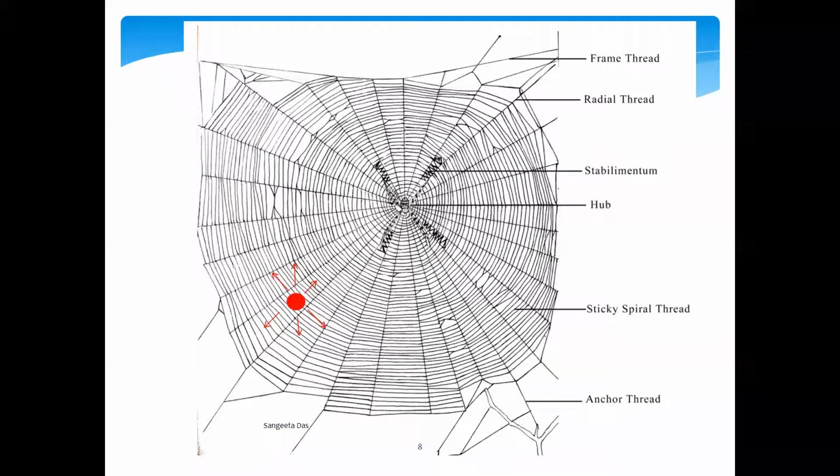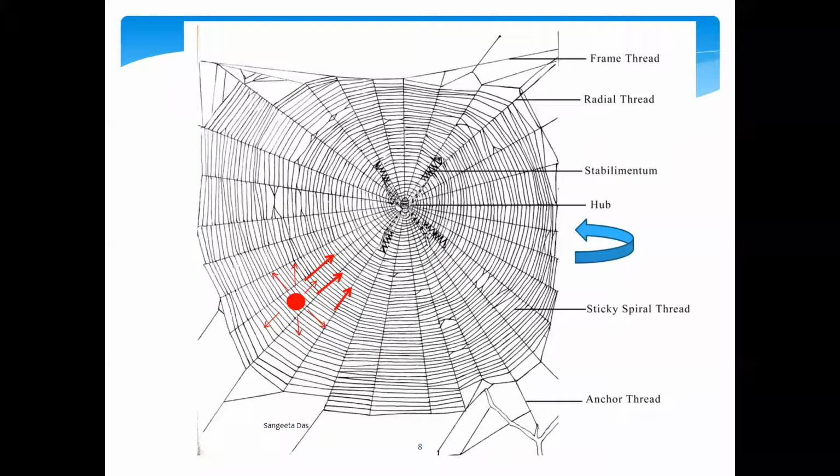Say, suppose in this particular Argiope web, this prey got stuck in the third quadrant or third sector. Now this prey will struggle, and while struggling, it will move the web and emit certain vibrations. These vibrations will be carried from the periphery up to the hub. They are carried via the radial threads up to the center of the web, which is known as the hub, and this is the place where our Argiope pulchella resides.